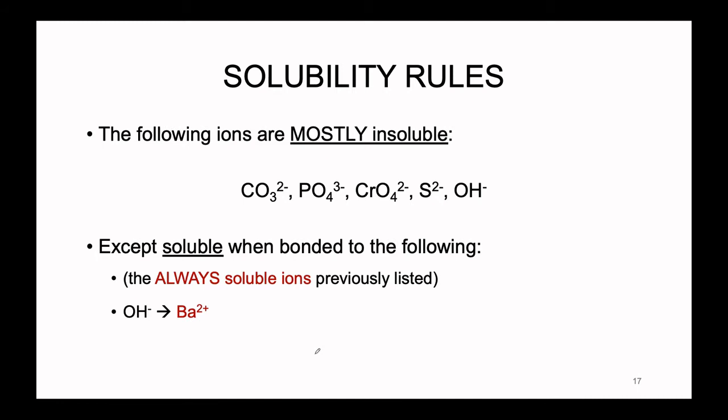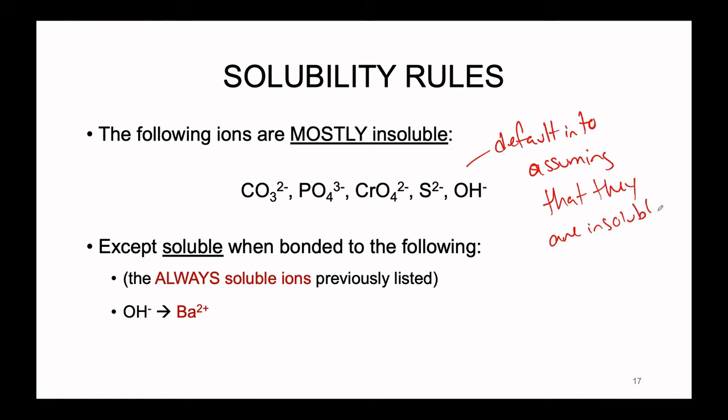All right, our last set of rules, our last rule, I guess, in the set of rules pertain to ions that are mostly insoluble. These are ions that we default into assuming that they are insoluble. So if you see carbonate, phosphate, chromate, sulfide, or hydroxide as an anion in some type of ionic compound, we assume that these things are insoluble. We assume that they are not going to break up, that they are going to remain as a solid in water.